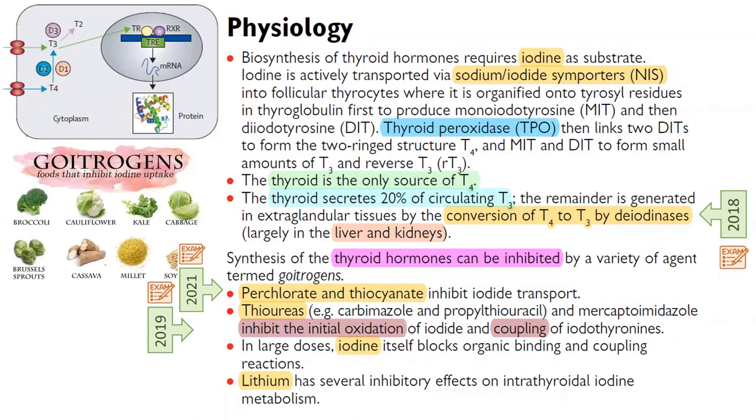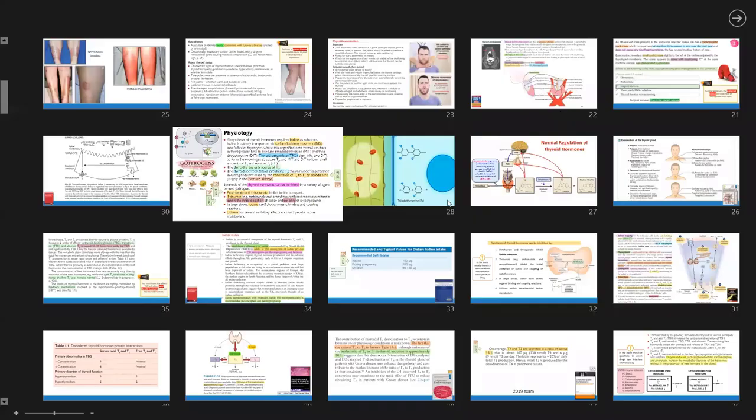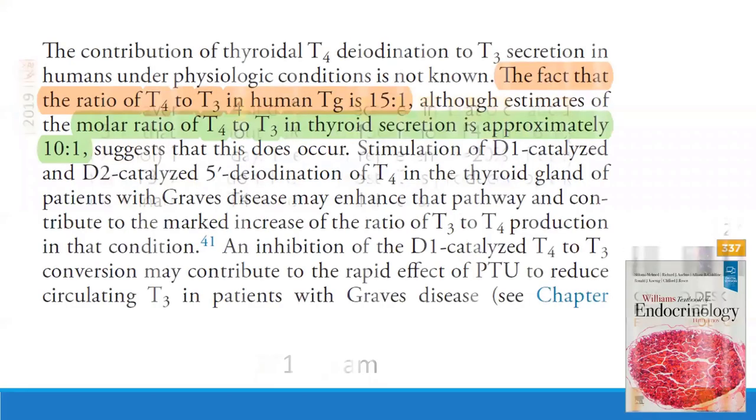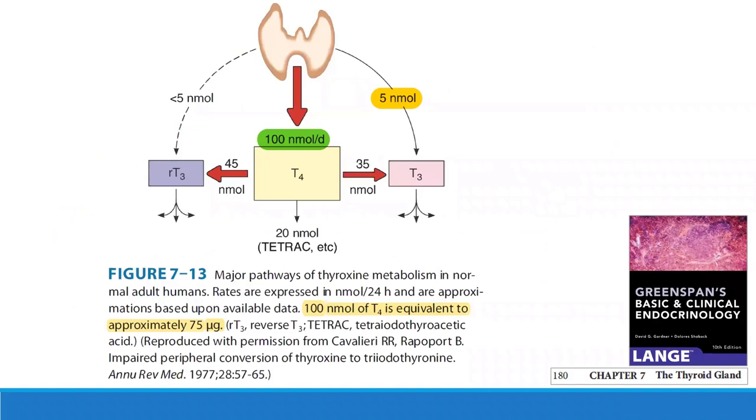So the ratio of T4 to T3, as mentioned in a lot of textbooks and sources, is 15 to 1. And I will mention the sources. The first one is from the Oxford Desk Reference, first edition: T4 and T3 are secreted in a ratio of about 15 to 1. And this is from Williams Textbook of Endocrinology, the latest edition: the ratio of T4 to T3 in the human thyroglobulin is 15 to 1. And this is also demonstrated in Greenspan's Basic and Clinical Endocrinology, the latest edition, the 10th edition.